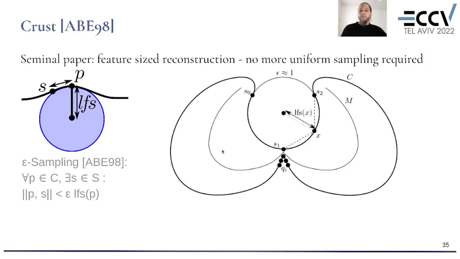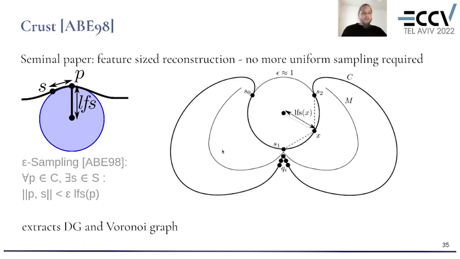Here you can see an example where the points on the top, s0, s1, s2, are very sparsely spaced because the local feature size is large. This is an example for epsilon of about 1. And on the bottom you can see a very small feature, and the points there have to be very densely spaced in absolute values. You can also see the medial axis of the curve here in the center.